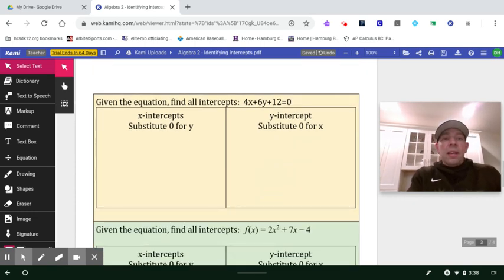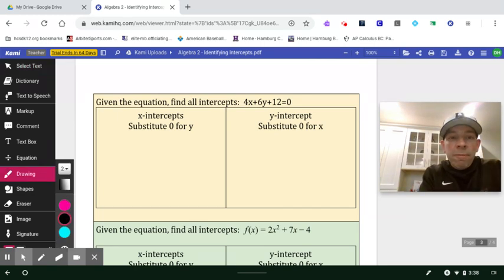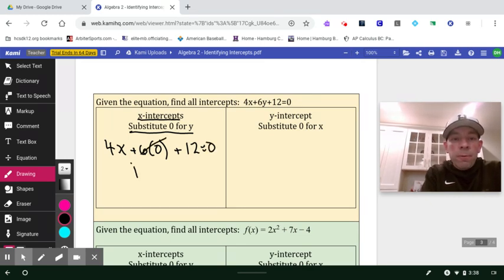Okay, given this equation, it is a linear equation, can we find the x-intercepts and the y-intercepts? So here's how I always want to break in. This is how I organize my thoughts. I kind of draw myself 2 boxes like this, and if I want to find the x-intercepts, I'm just going to substitute a 0 for y. So it would look like 4x plus 6 times 0 plus 12 equals 0. We know those are going to cancel. 4x plus 12 equals 0. Why don't we subtract 12, divide by 4, and we're going to get x equals -3.